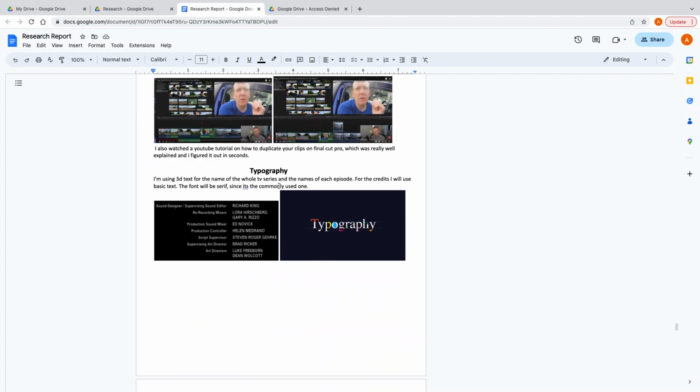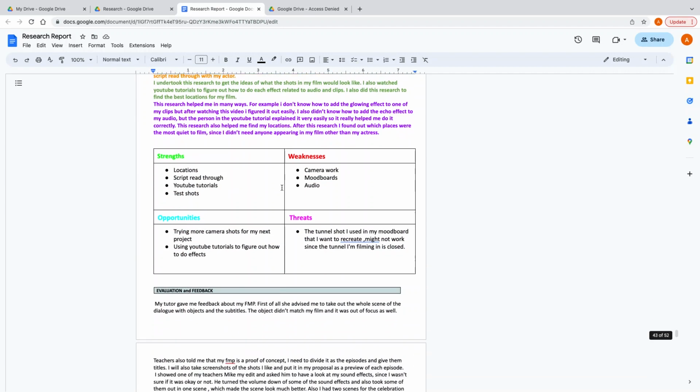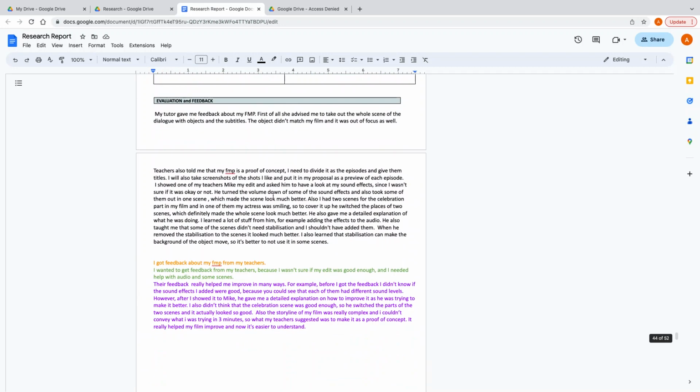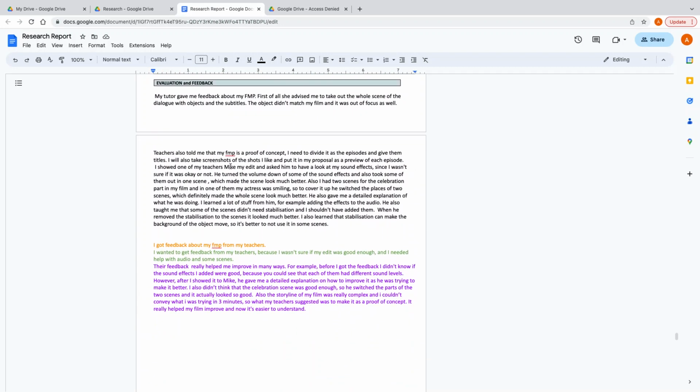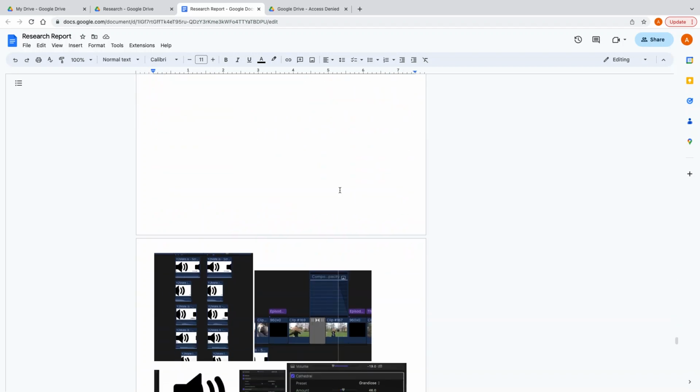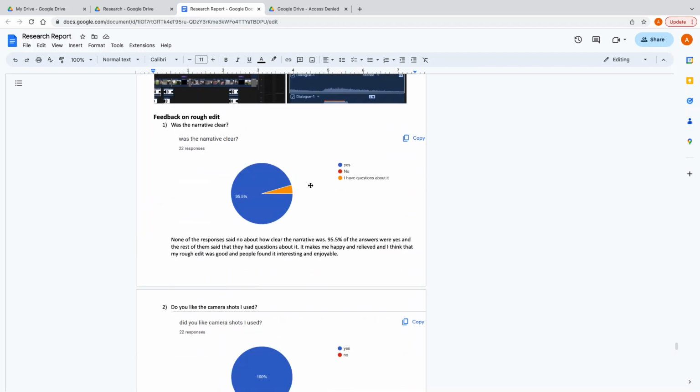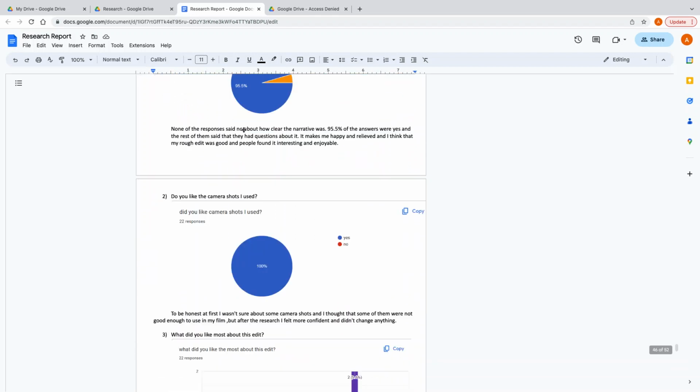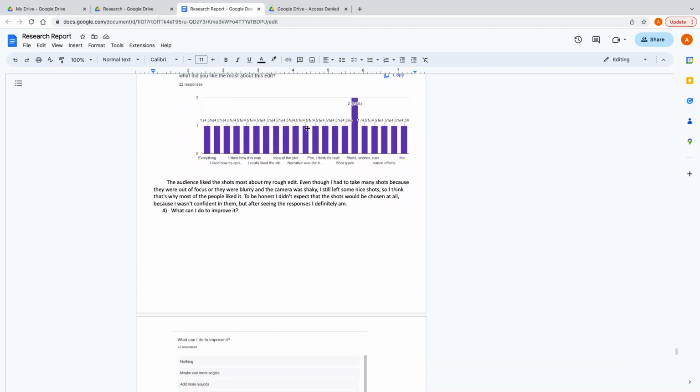Here's typography that I used, also SWOT analysis as well, and this is the evaluation and feedback, where I talked about the feedback that my tutor gave me, which was really helpful. I didn't know what to do without it because I was really stuck. And here's the pictures. Those are the feedback on my rough edit, and I also analyzed each question.